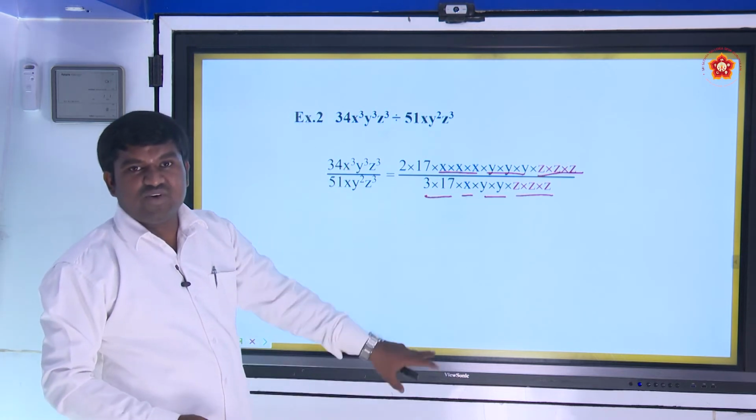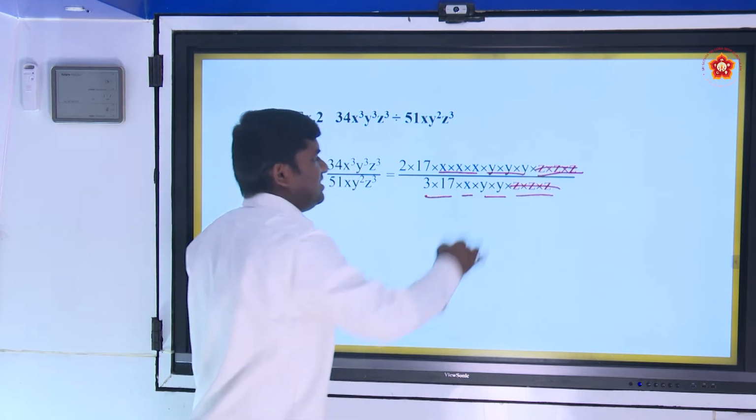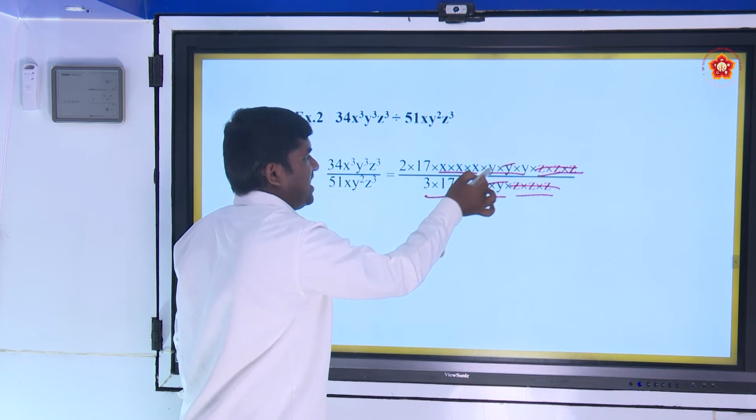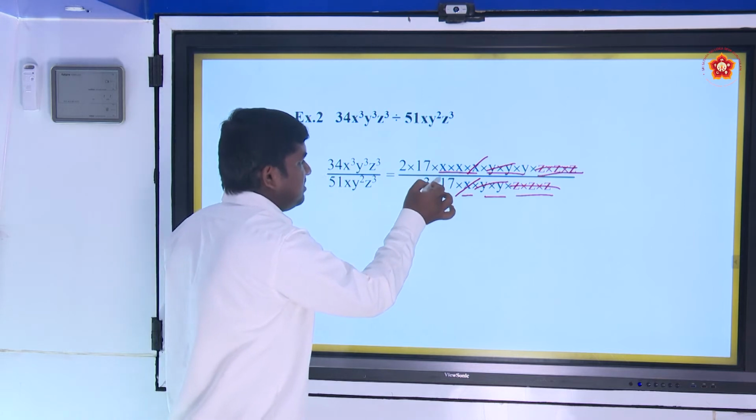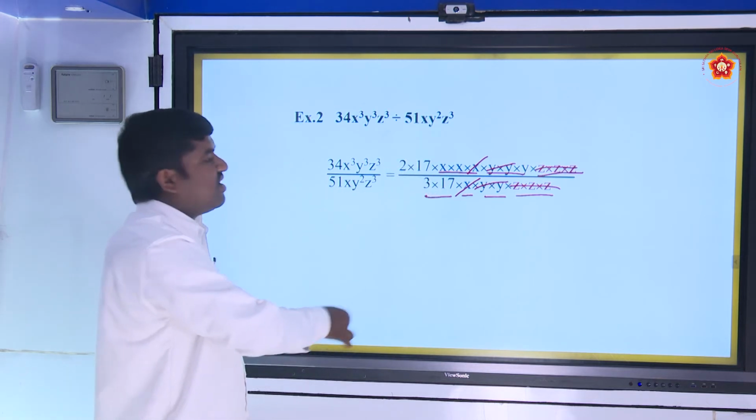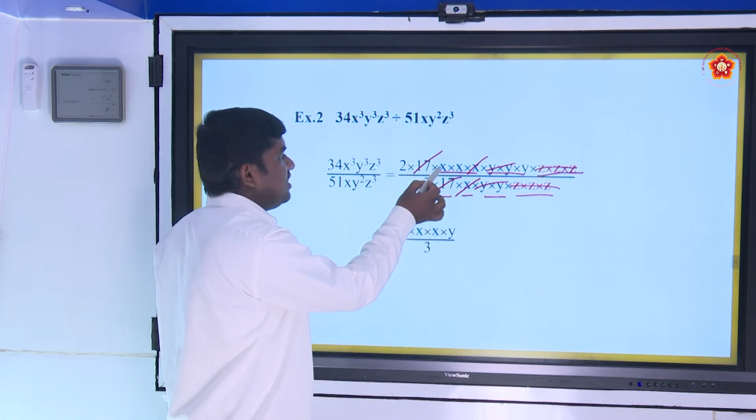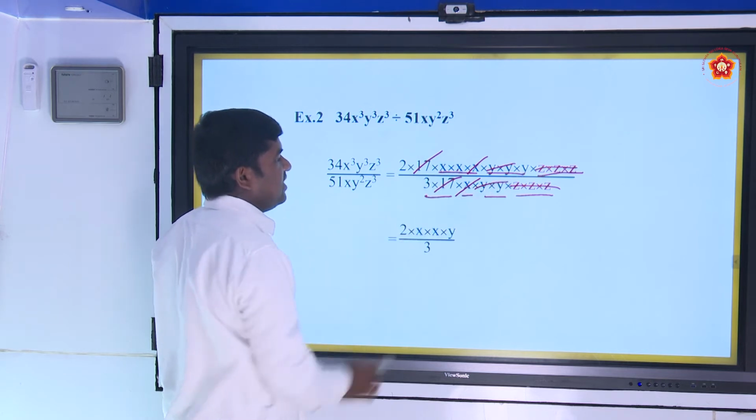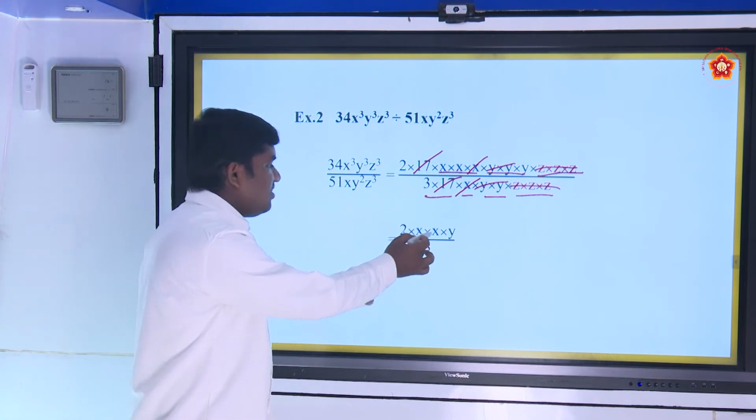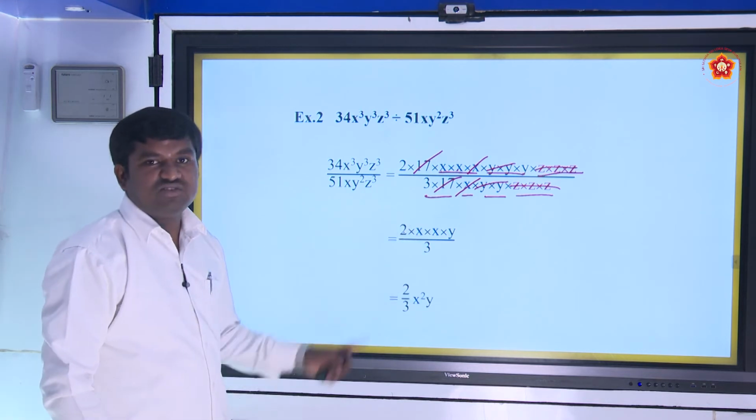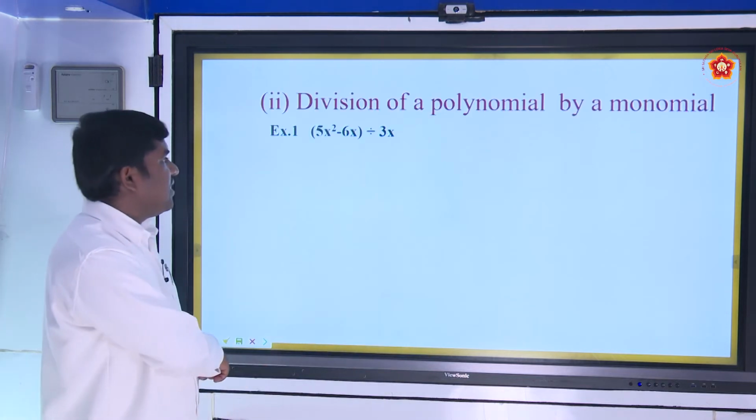So observe here any common factors in numerator and denominator. Yes, the three z's cancel. Next the two y's cancel. One x cancels with the x in the denominator. 3 is there only in the denominator, that is not a common factor. So 17 and 17 cancel. The remaining thing is 2 into x into x into y divided by 3. So 2 into x into x is x square, and y. So 2 by 3 into x square y. This is the answer.